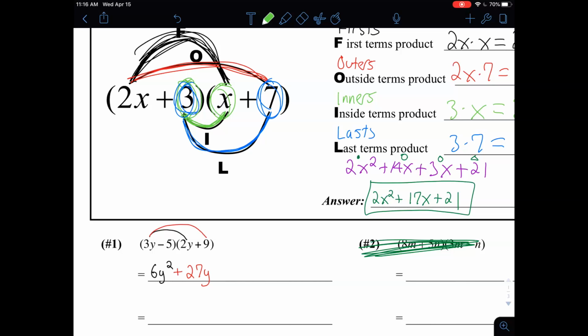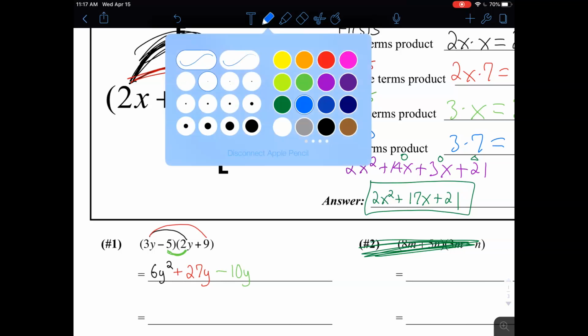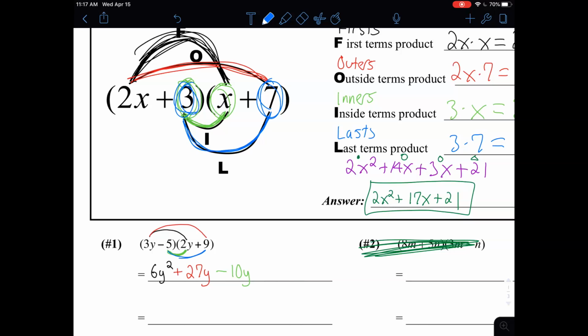All right, then we got negative 5 times 2y. Those are the insides, the I in FOIL. What is negative 5 times 2y? That is negative 10y. We got our last right here. We got negative 5 times 9. What is negative 5 times 9 going to be? It's going to be negative 45.